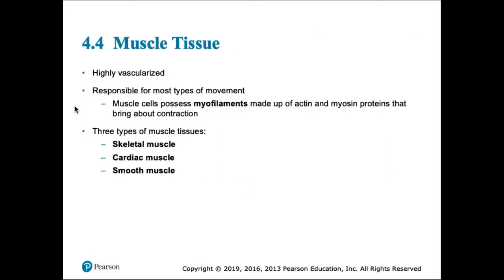The next type of tissue is muscle tissue, and it is highly vascularized. Basically, it's responsible for many, many types of movements. They're composed of microfilaments that make up actin and myosin proteins that bring about contraction. So we have three types of muscle tissue: the skeletal muscle, the cardiac muscle, and the smooth muscle.